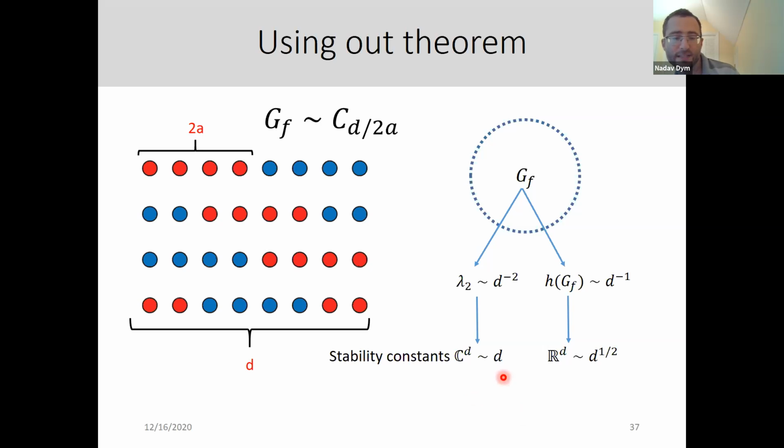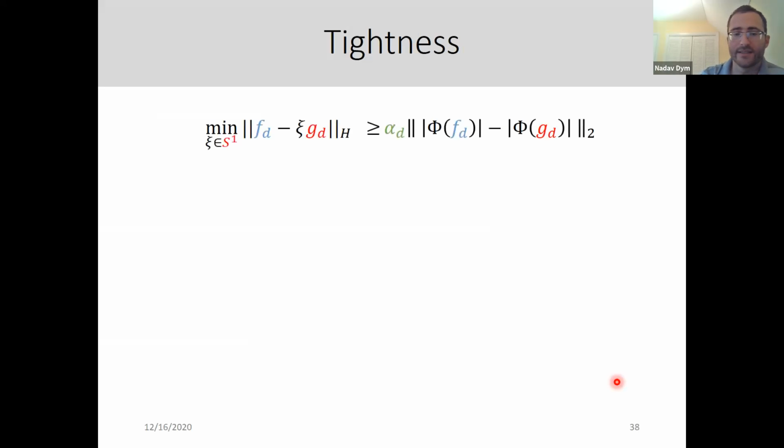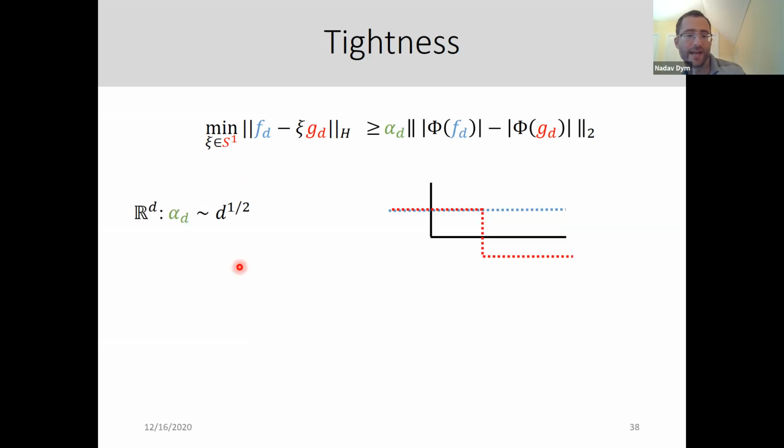So in C to the D, the stability constant grows like D, and in R to the D, it grows like D to the square root of D. Okay, so that's an upper bound, right? We know that there exists such a stability constant. Maybe there could be a better one. And the tightness comes from showing, given specific examples of signals for which we have instability, that the inequality is reversed with some constant alpha D, which is relatively big. We want it to be proportional in the real case to D to the half.